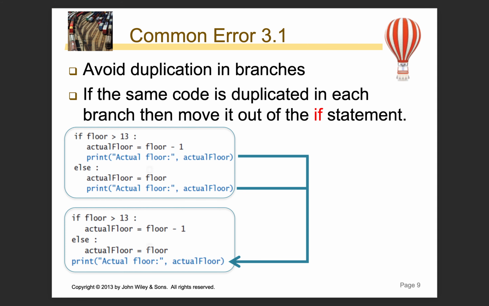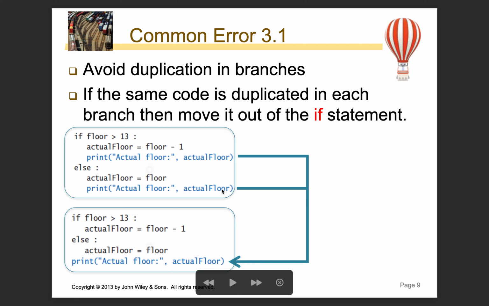Okay, we'll highlight some common errors that occur. So we typically want to avoid duplication in branches. If the same code is being duplicated in each branch, then it doesn't actually need to be inside the if statement. We can just run that duplicated code outside the if statement. Okay, so in the example here, we have a print statement, print actual floor is, and then the value stored in the variable actual floor, and we've got that both inside the if statement and inside the else statement.